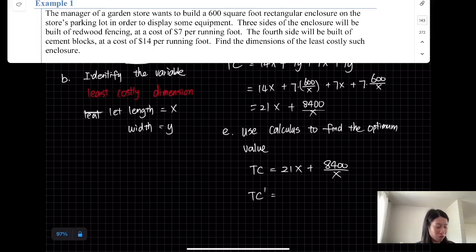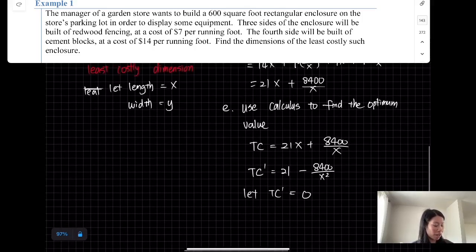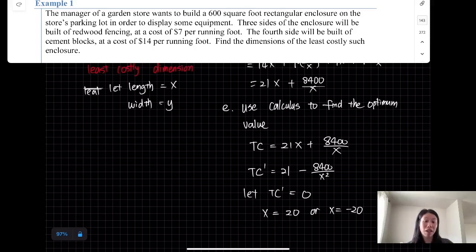The derivative of total cost will be 21 plus 1800 over x squared. Oh, no, should be subtract. Okay, so now we want to let the first derivative of total cost equal to 0. And then when I solve that, I have either x equals 20 or x equals negative 20. I'm going to skip the calculation here because I believe that you can do that by yourself.